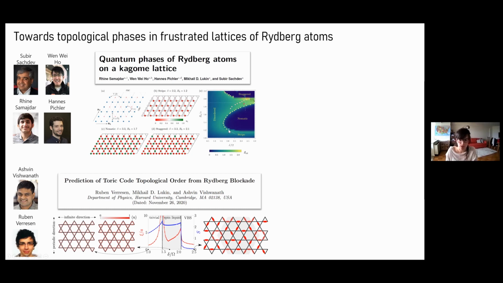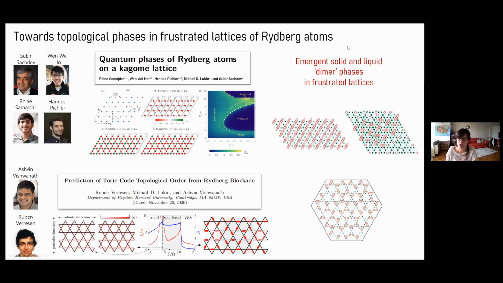And in these two works that I'm showing here, they demonstrated the possibility of using Rydberg atoms to produce interesting dimer models. In particular, they showed that it's possible to observe solid and liquid dimer phases in certain types of frustrated lattices. Now, today I'm going to show you the experimental results related to this second model here.